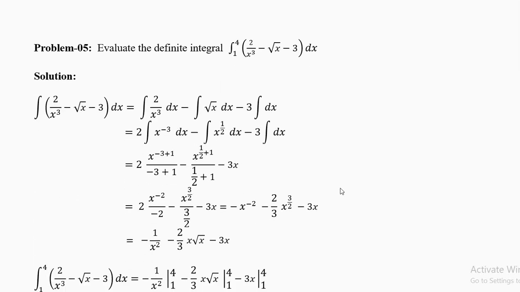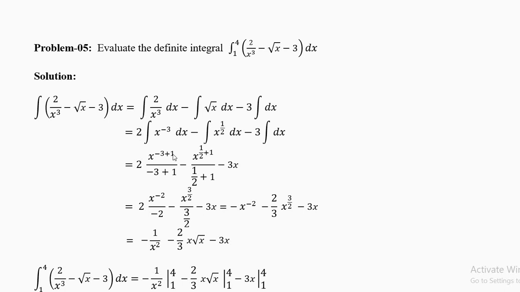Now comes an example which is slightly more difficult numerically. Evaluate the integral from 1 to 4 of 2 over x cubed minus square root of x minus 3. Now do it one at a time. Now this is 2 into x power minus 3. The second term is x power half and the third term is 1, which we do not write the 1 here. Now this 2 is outside, this minus 1 is outside.